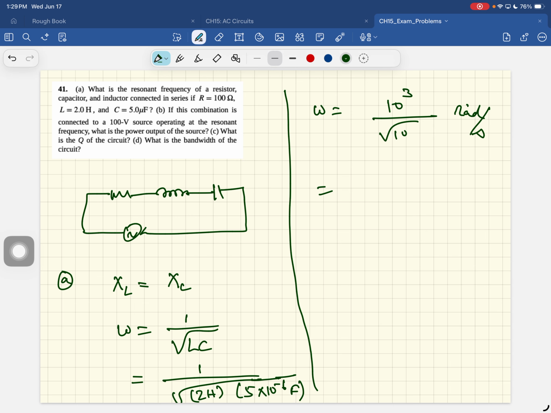And if you're operating at 316 minus 25, which is 291, then you're delivering half the power. So that's what that means.